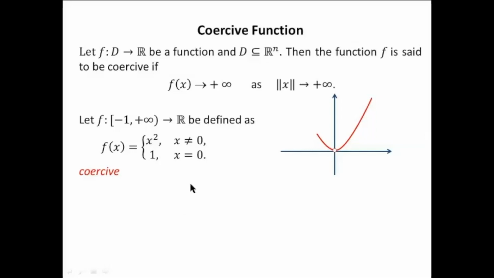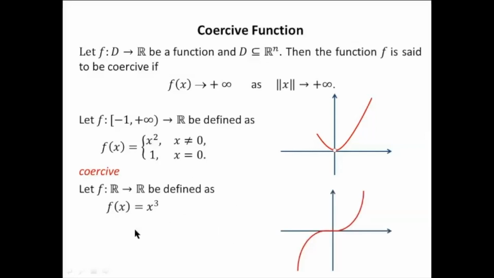Now I give an example which is not coercive. Let's consider the function f(x) equal to x cubed. This is the graph of this function. Here what is happening? When x is going to plus infinity, f(x) is of course going to plus infinity. But the problem is when x is going to minus infinity. So mod x is of course going to plus infinity, but f(x) is not going to plus infinity. It's actually going to minus infinity. So this function is not coercive.